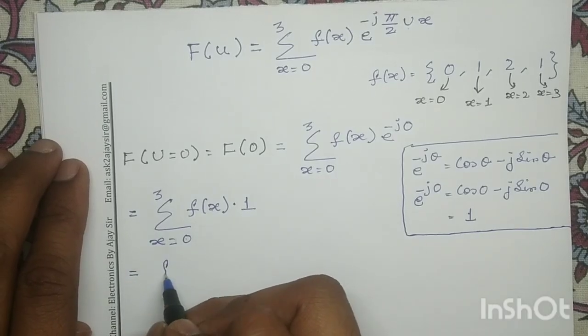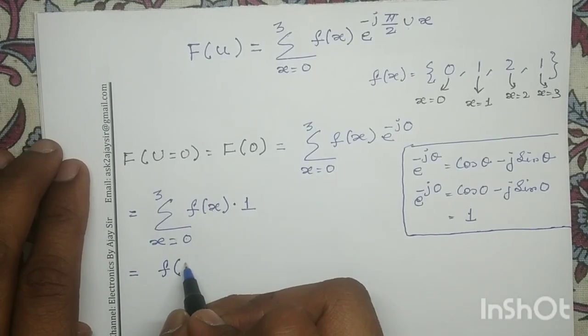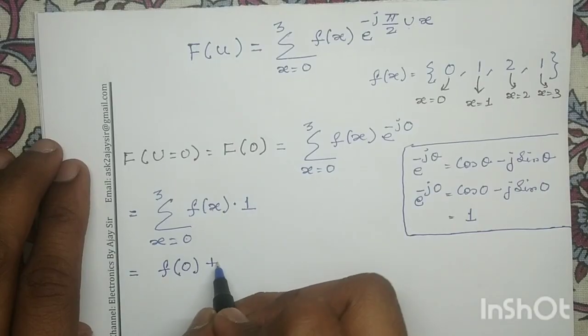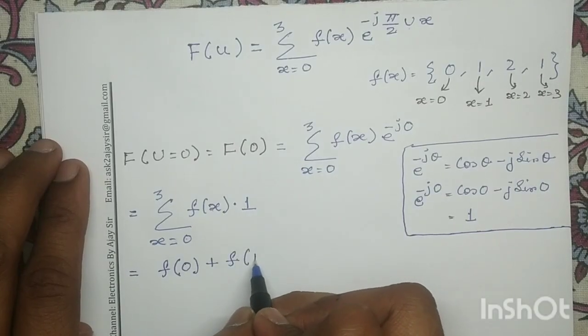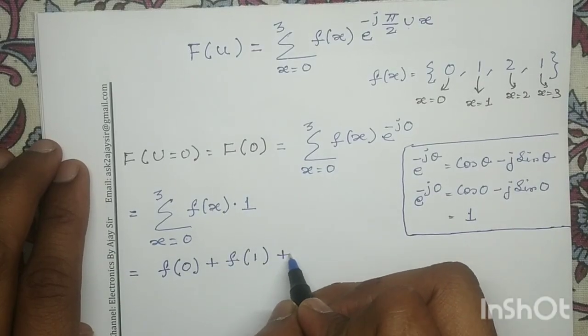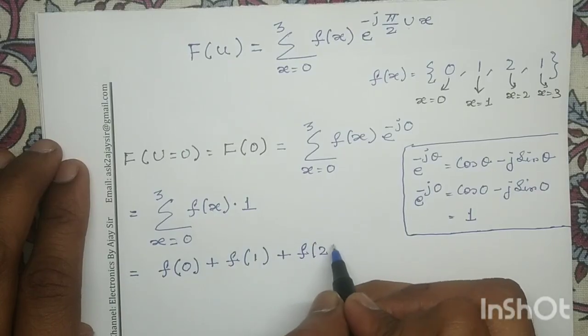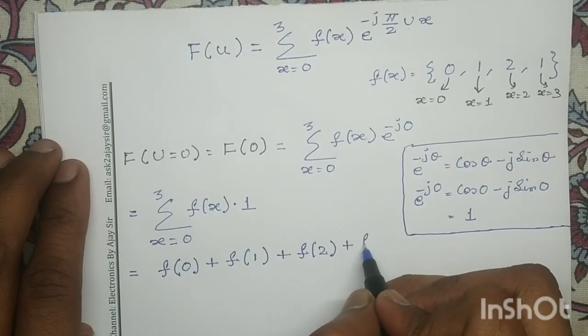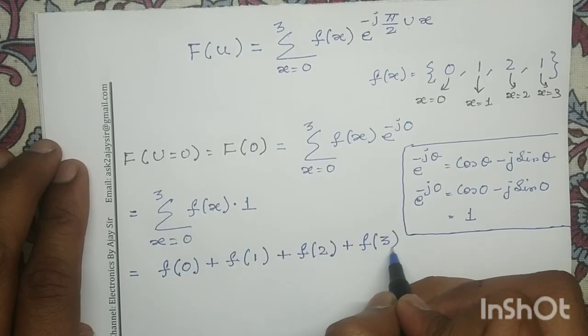So our expression becomes, for x equals 0, here I will write f of 0. For x equals 1, here I will write f of 1. For x equals 2, here I will write f of 2. And for x equals 3, here I will write f of 3.